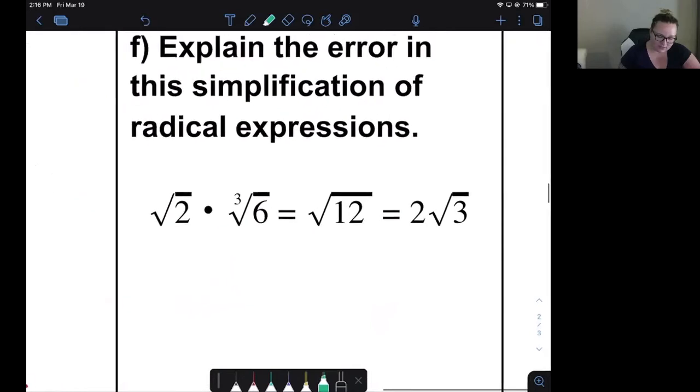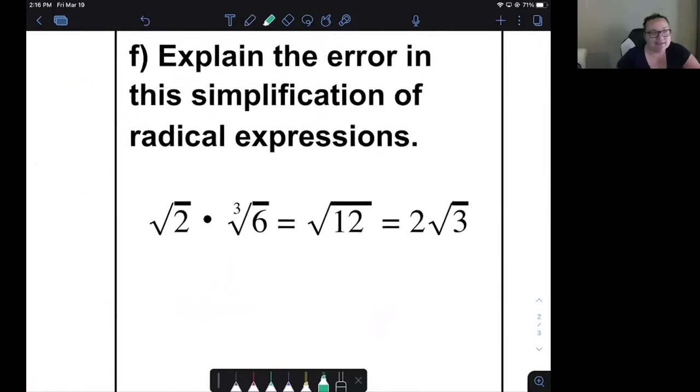All right. Explain the error in the simplification of this radical expression. Root 2 times cubed root of 6 is equal to the square root of 12, which then simplifies to 2 root 3. What is the error that was made in this problem?